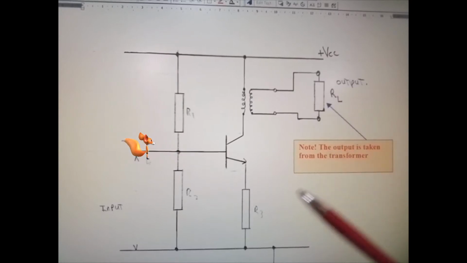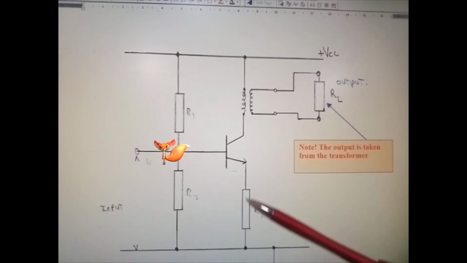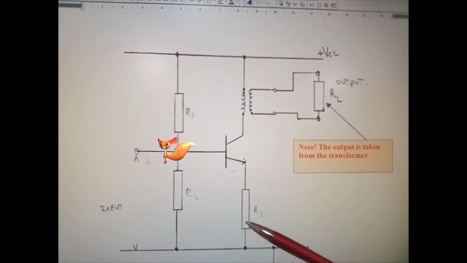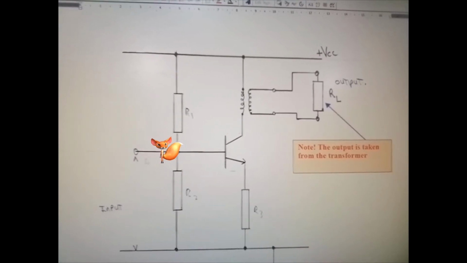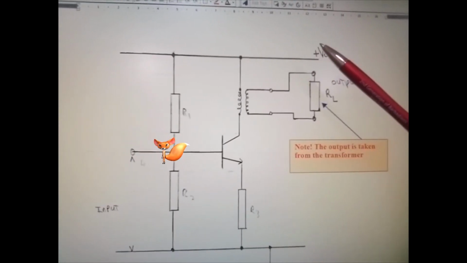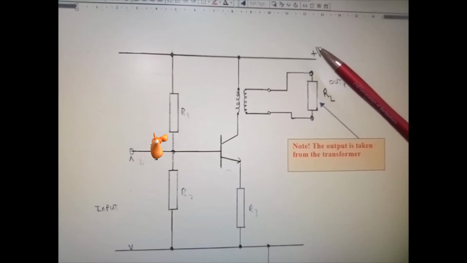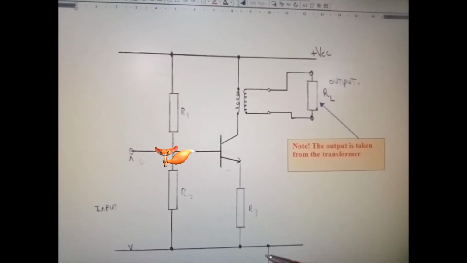Okay, but here we have our output RL. And here we have R3, which is the emitter resistor. Here is your VC supply. That would be the positive rail, that would be your negative rail or ground if it's connected as such.